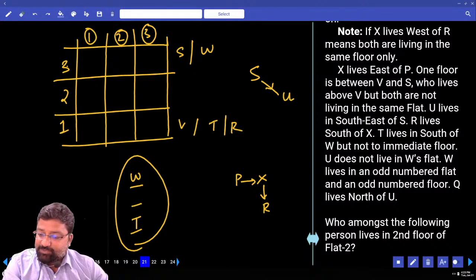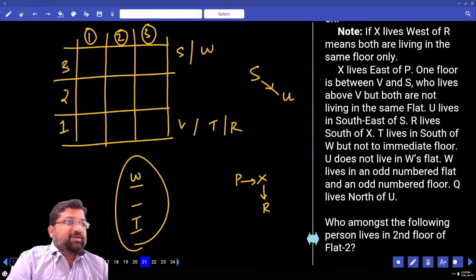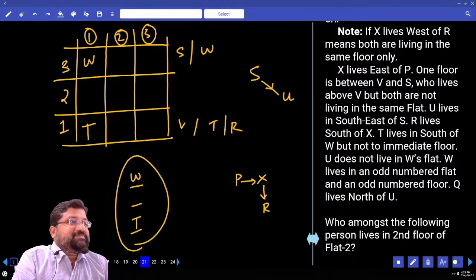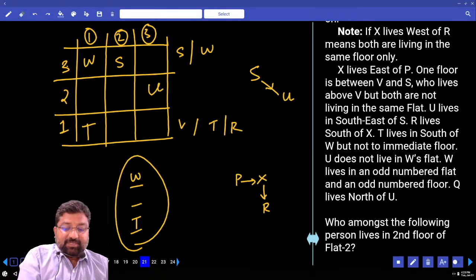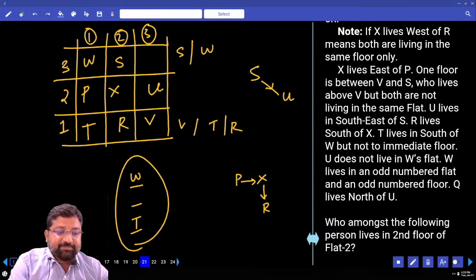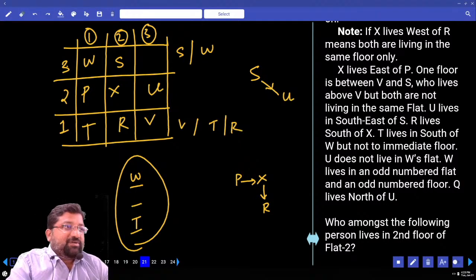U does not live in W's flat. W lives in an odd numbered flat and an odd numbered floor. First trial, this is W, this is T. This has to be S. Southeast of S is U. As discussed earlier, P, X. Below X is R. This is V. S and V do not live on the same floor. There is one person left out. Q lives to the north of V. Done?